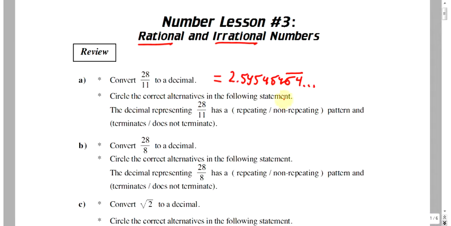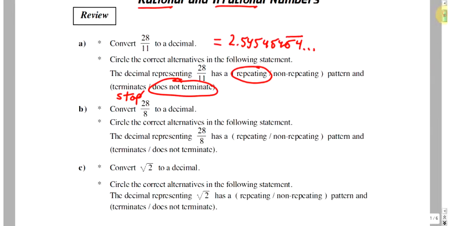Circle the correct alternatives. This decimal, does it repeat or not repeat? It's repeating. Okay? Does it terminate? Terminate means stop. Or does it not stop? It does not terminate. Does not stop. Okay? Let's look at a different example.